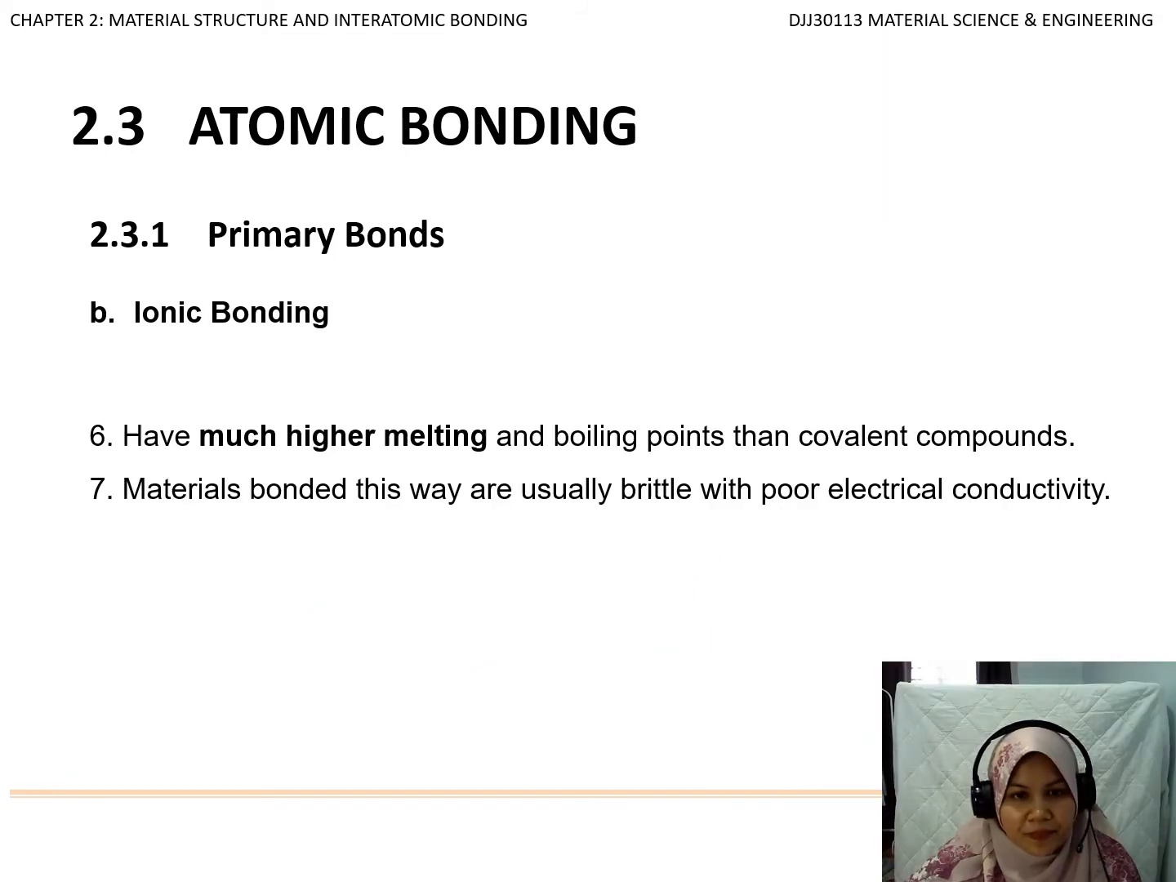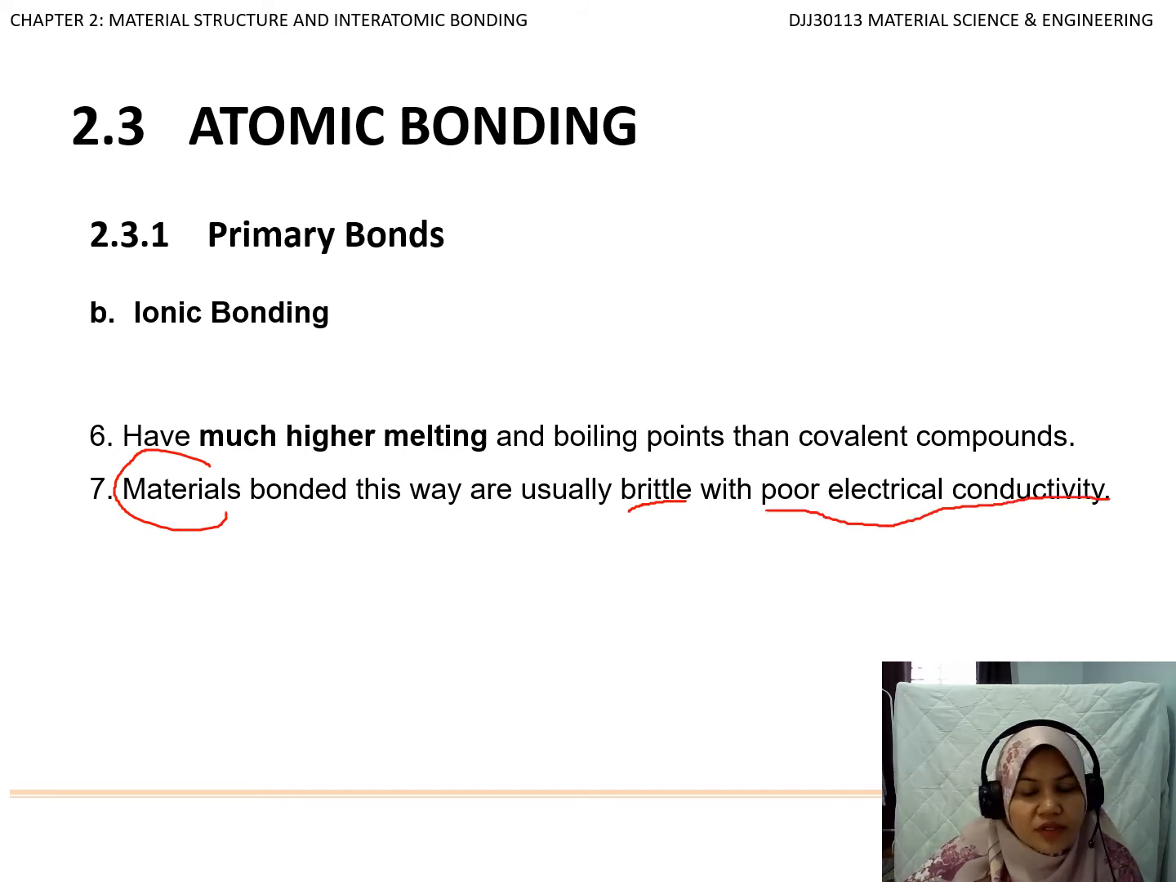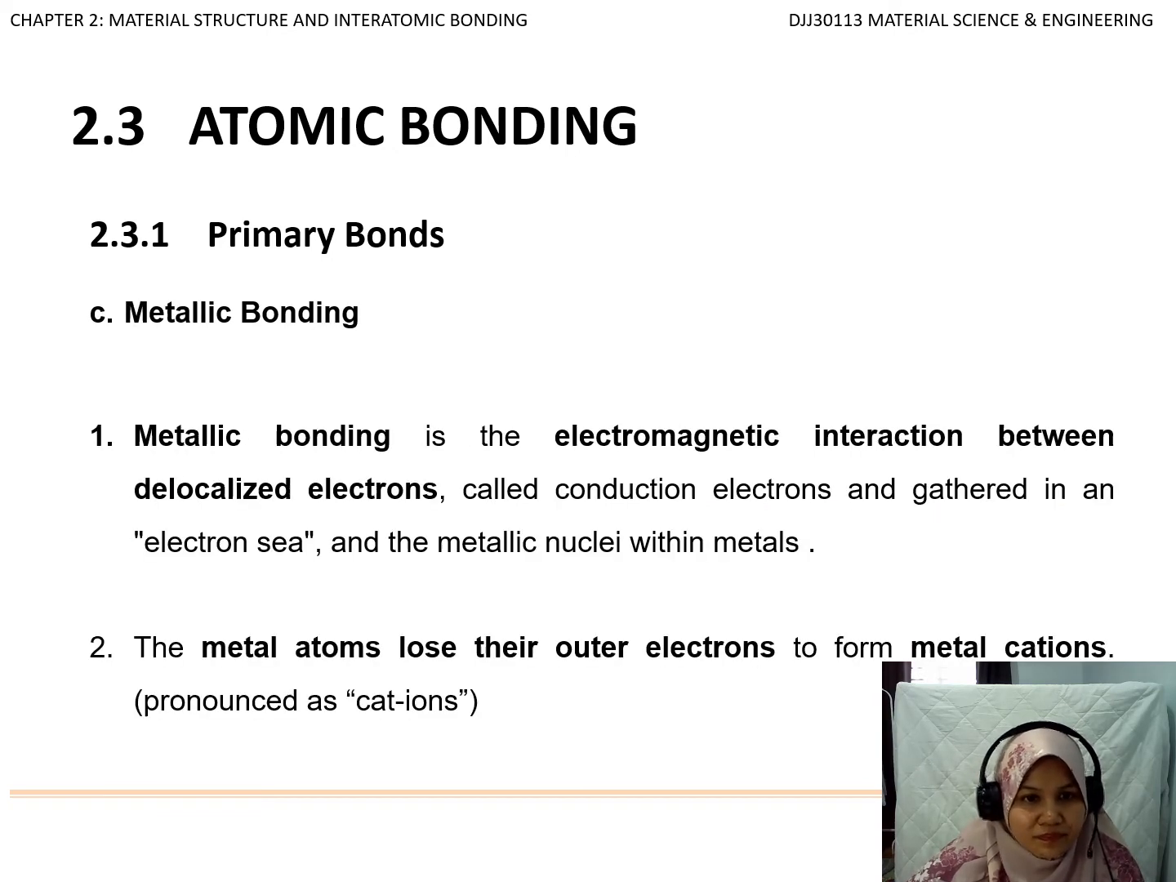Okay. So, it has much higher melting and boiling points than covalent compounds. So, ionic bonding ni dia mempunyai takat lebur yang lagi tinggi dan juga takat didih dia lagi tinggi berbanding dengan covalent compounds. Okay, material bonded this way are usually brittle. Dia sangat brittle. Okay, ionic bonding ni, material yang diikat dengan ionic bonding sangat rapuh dan juga dia punya electrical conductivity is very poor lah.